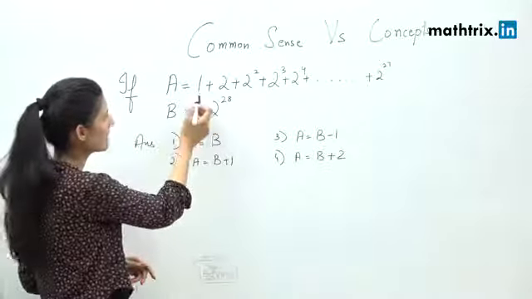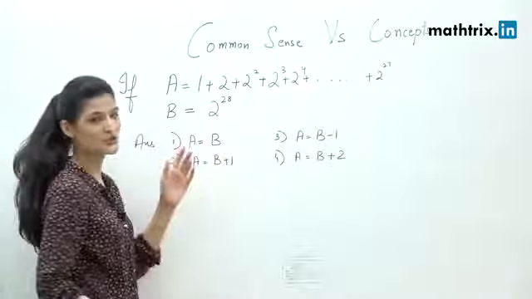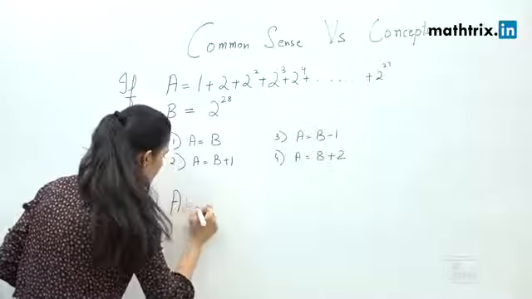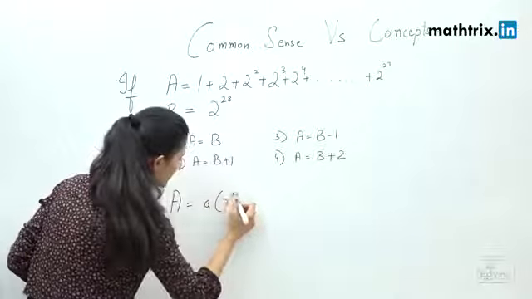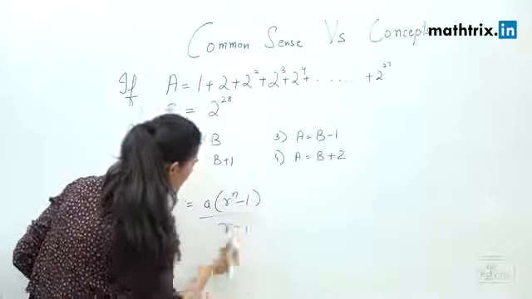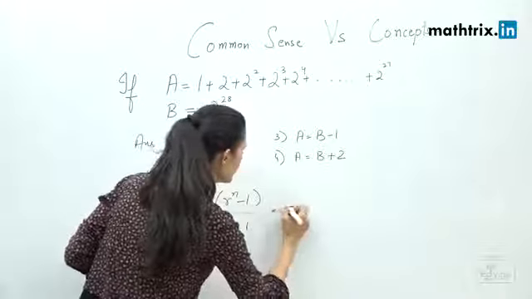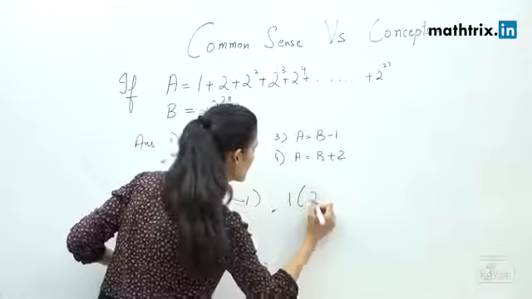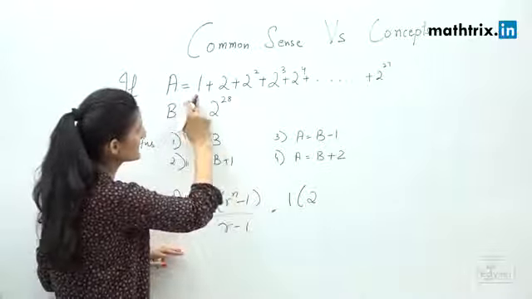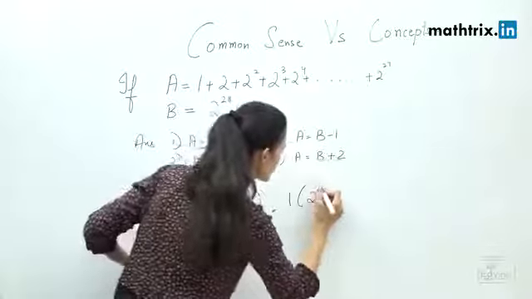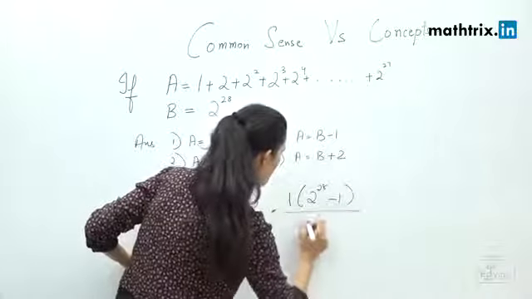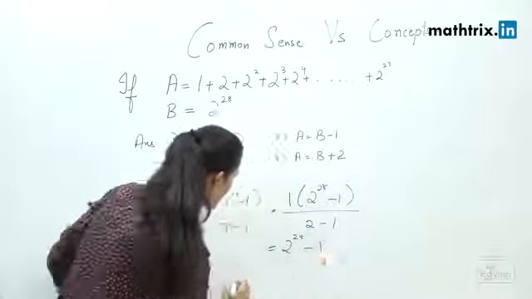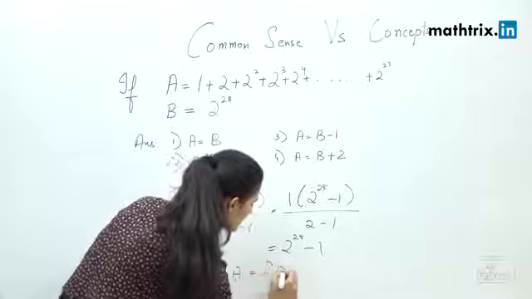If you just look here, it's 1 plus 2 plus 2 square plus 2 cube, which is nothing but a GP. So A is equal to the sum of the GP, which is a times r raised to the power n minus 1 upon r minus 1, where a is the first term, which is 1, r is the ratio, which is 2, and n is the number of terms. We have 28 terms, so it is 2 raised to the power 28 minus 1 upon 2 minus 1, which is nothing but 2 raised to the power 28 minus 1, which means A is equal to B minus 1.